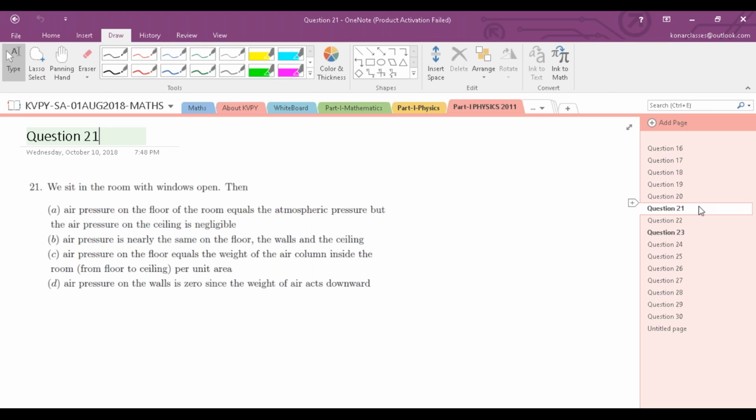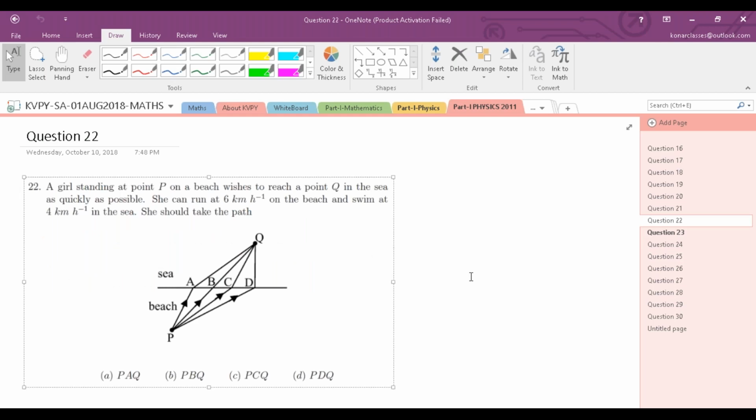So the pressure of a gas is the same everywhere in the room. So we get the correct option as B, that air pressure is nearly the same on the floor, the walls, and the ceiling. Okay, this is a very straightforward question. Now let's proceed to the next question, which is question 22.